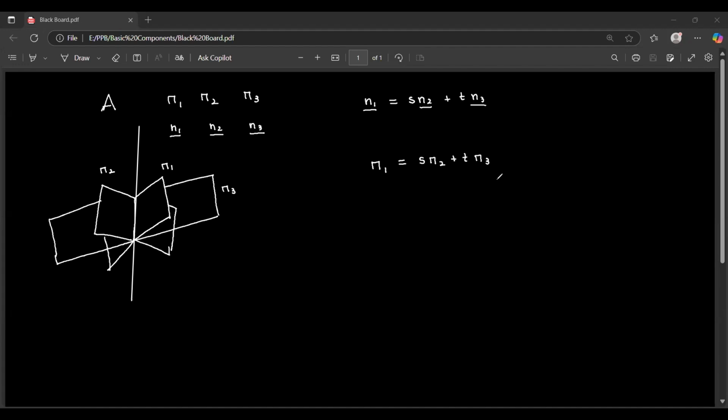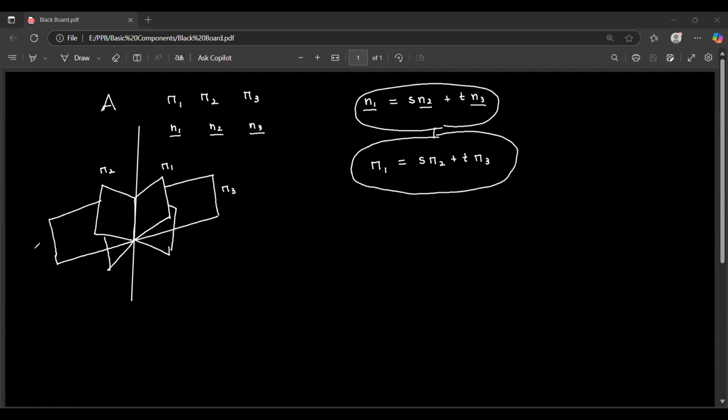You're going one step ahead, where you have to show that the perpendiculars are in this specific format, and then you can come to the plane format. So how can we do this? Let's do an example. So let's say pi 1.